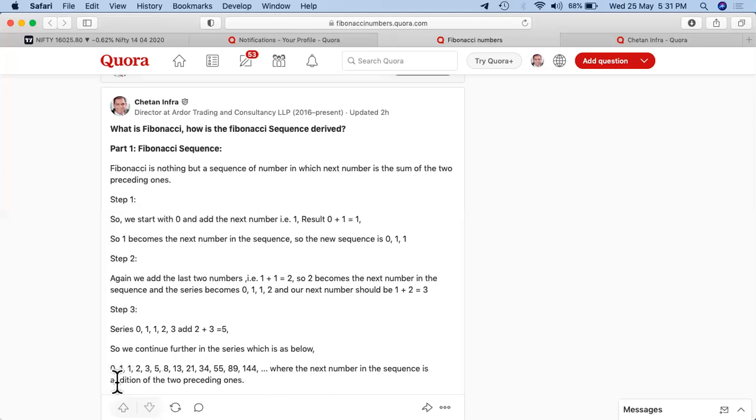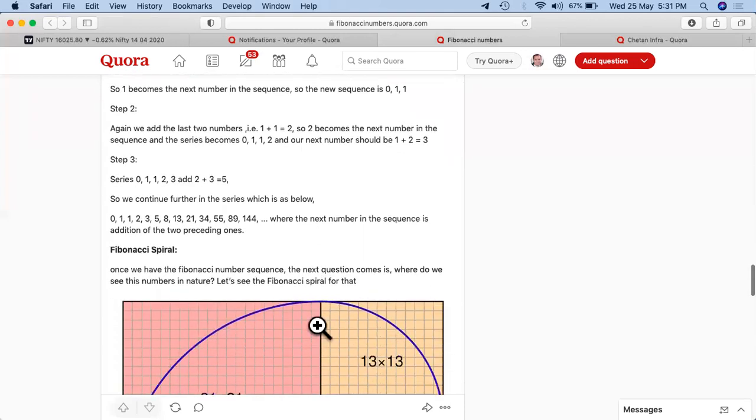If you see over here, 0, 1, 1, 2, 3, 5, 8, 13, 21, 34, 55, 89, 144. This is how the sequence keeps going on and on. This is what is called the Fibonacci sequence. How do we use this sequence altogether? Especially in nature, we will find various examples of Fibonacci spirals.